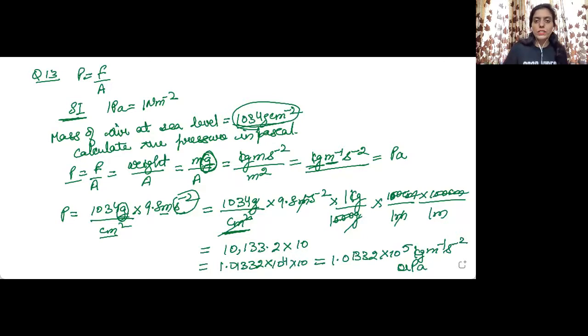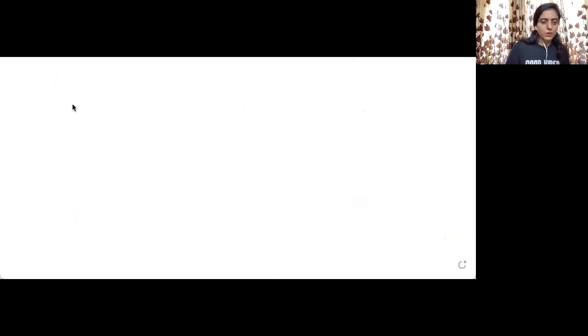Now let us move into the next question, that is question number 14. Let us see what is the statement for question number 14. Question number 14 says, what is the SI unit of mass and how is it defined? So what is the SI unit of mass? SI unit of mass is kg. Now how is it defined?